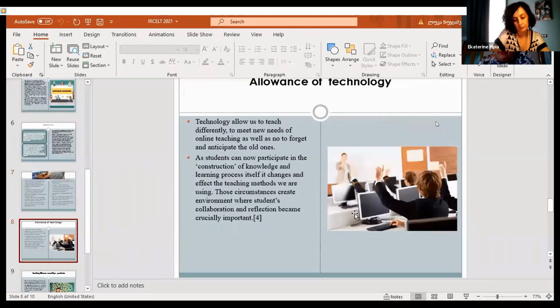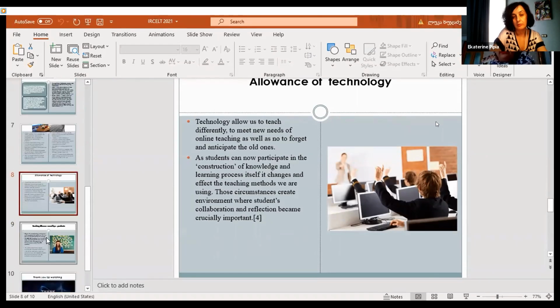Allowance of technology. Technology allows us to teach differently to meet new needs of online teaching, as well as to not forget and to anticipate the old ones. As students can now participate in the construction of knowledge and the learning process itself, it changes and affects the teaching methods we are using. Those circumstances create an environment where students' collaboration and reflection became crucially important.